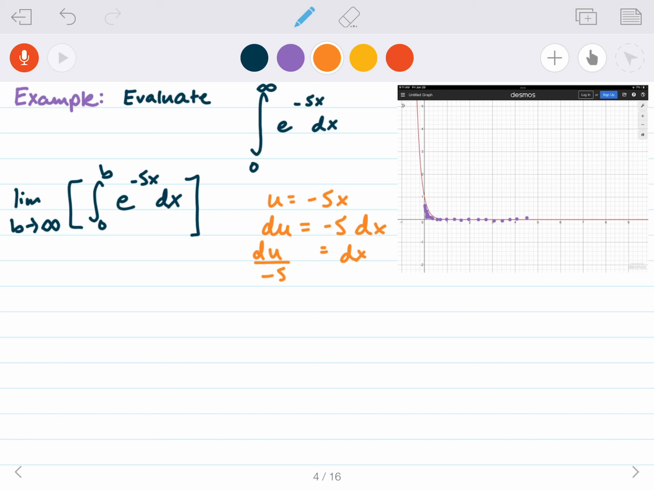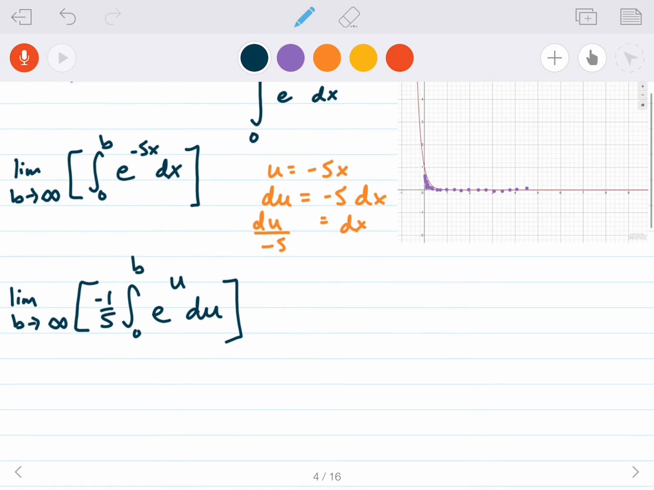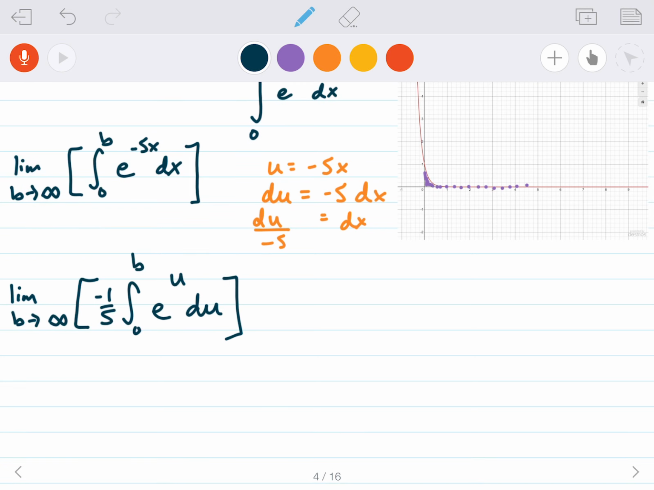All right, so let's go ahead and rewrite this. Limit as b goes to infinity, and I'm going to just bring out the negative 1 over 5. I hope that's okay. 0 to b e to the u du. Okay. From here, I know that when I integrate e to the u, it's still e to the u.